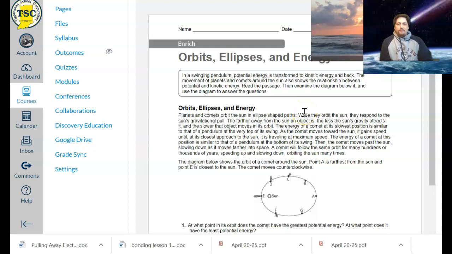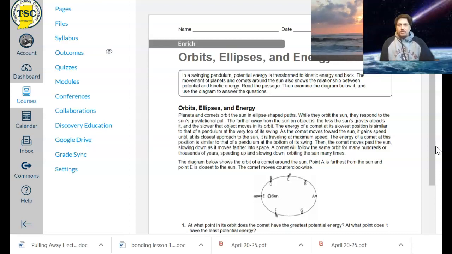In a swinging pendulum, we hopefully remember that potential energy is transferred back and forth to kinetic energy as it moves back and forth. The movement of planets and comets has a very similar relationship. We're going to read this passage, then examine the diagram below it and use the diagram to answer some questions. So let's begin.